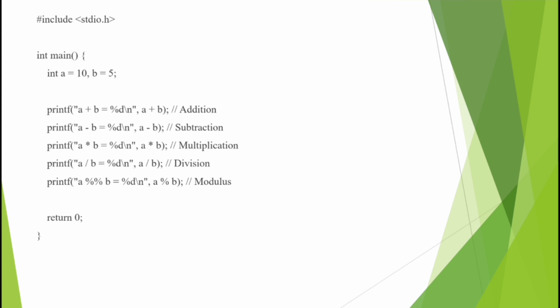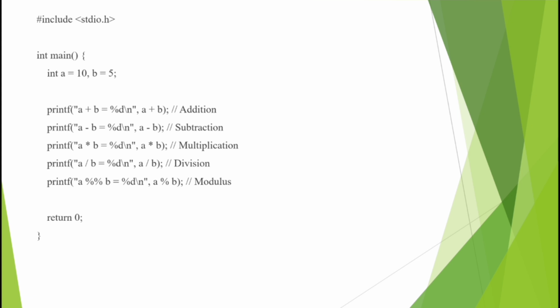And in the next printf, we are subtracting the two values, a minus b. So 10 minus 5, 5 will be printed here. And then in the next printf, we are multiplying two variables. The value for variable a is 10 and the value for variable b is 5. So here we are multiplying 10 and 5, so the output will be 50.